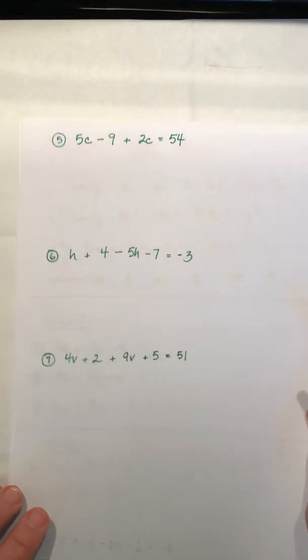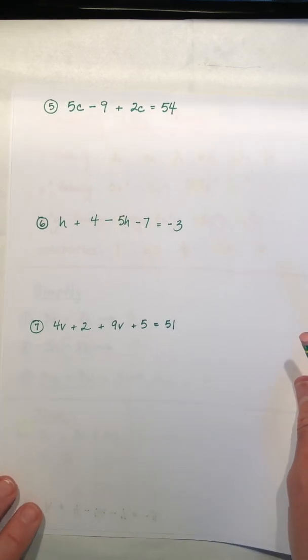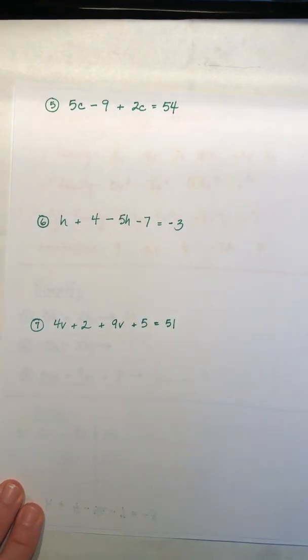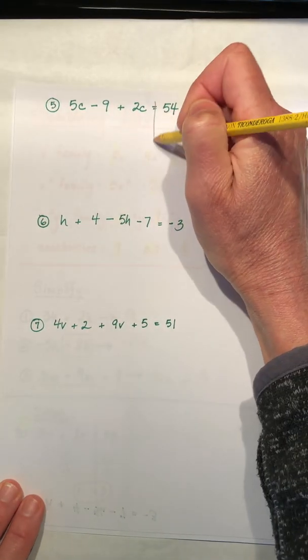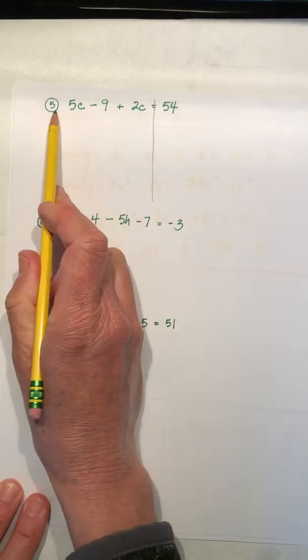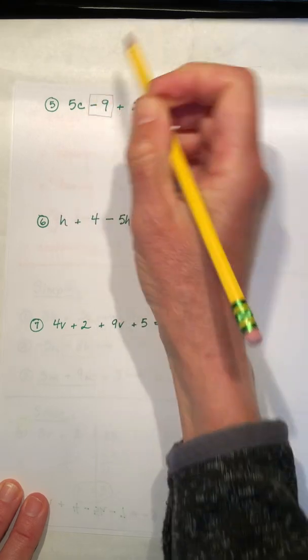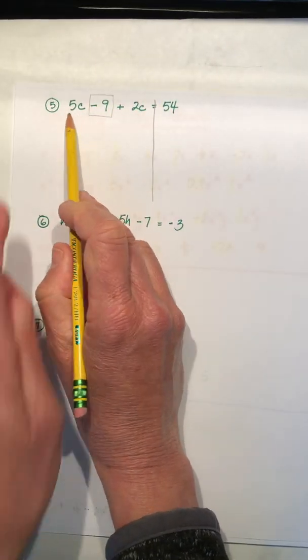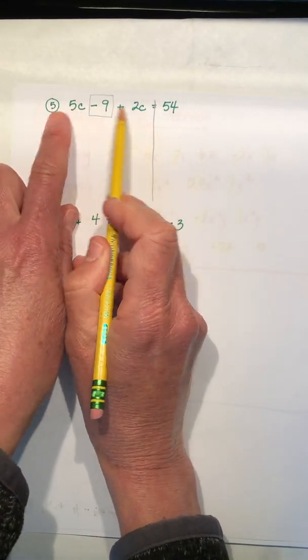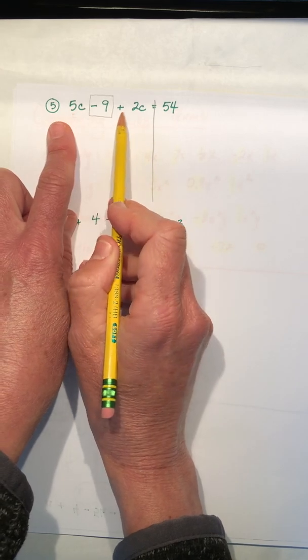Okay, we're going to work on some more solving before I give you the independent work. And let's take a look at number 5 here. So this is sample number 5. I'm going to start by boxing in my subtraction. Because otherwise it's kind of confusing. Is it 5C minus 2C or is it 5C plus 2C?